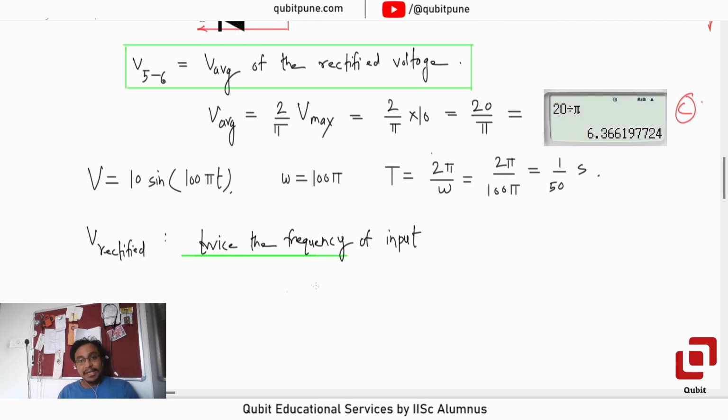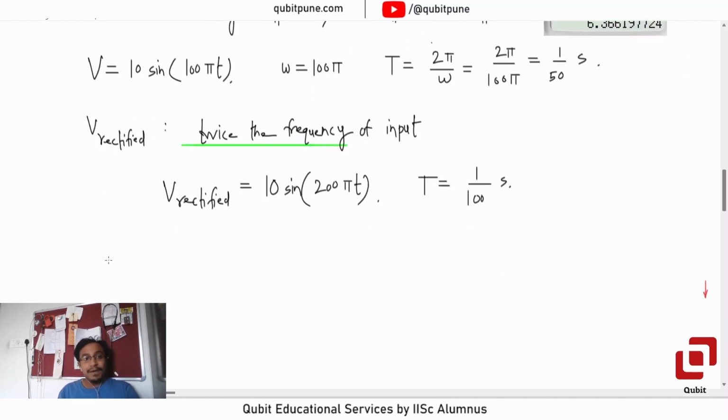So if I were to find out the equation for the V rectified, what would it be? It would be 10 sine 200 pi t. Raise your hands if you understand this. So what will be t here? It will be 1 upon 100th of a second.